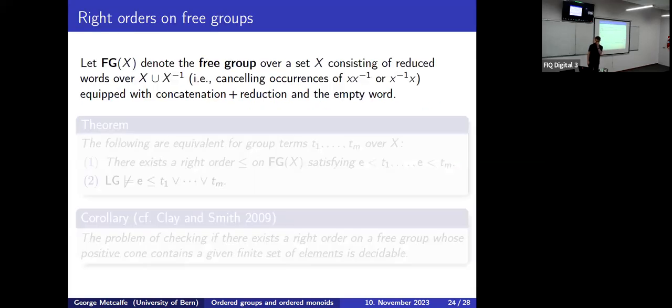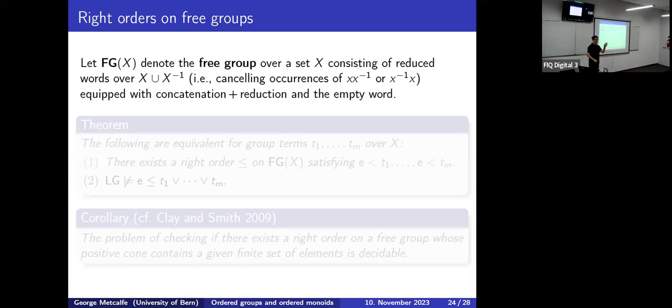But what I want to point out here is something different. I want to restrict my attention to right orders on free groups and free monoids. So just to remind you, one way to present a free group over a set X is to think of reduced words over the set X, and then for every variable in X, you take an inverse. So you think of the words that you can build with this, the finite sequences of elements from X and X inverse, but you also cancel occurrences of x x inverse.